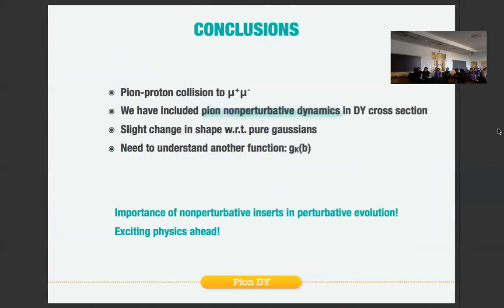So I already go to the conclusions. We studied here a pion-proton collision, Drell-Yan, and we have included the non-perturbative dynamics of the pion through a model, NGL. There's a slight change in shape with respect to only Gaussians, and you see that's not a big difference. But the thing that's missing, I must say, that we have to think of is how to include GK, sometimes called G1, the one that goes with the logarithm of the mass. So there's something we have to include here that was not included. We could either try to fit that parameter to Drell-Yan, as was done by Schmidt and collaborators, and then try to learn about the proton, or keep it that way. I don't know. We have to go further in that.